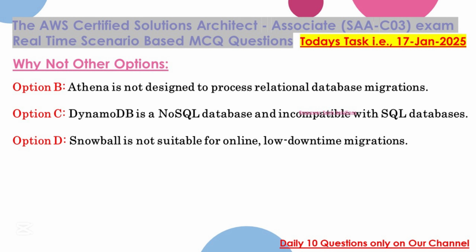Why not other options? Option B: Athena is not designed to process relational database migrations. Option C: DynamoDB is a NoSQL database and incompatible with SQL databases. Option D: Snowball is not suitable for online, low-downtime migrations.